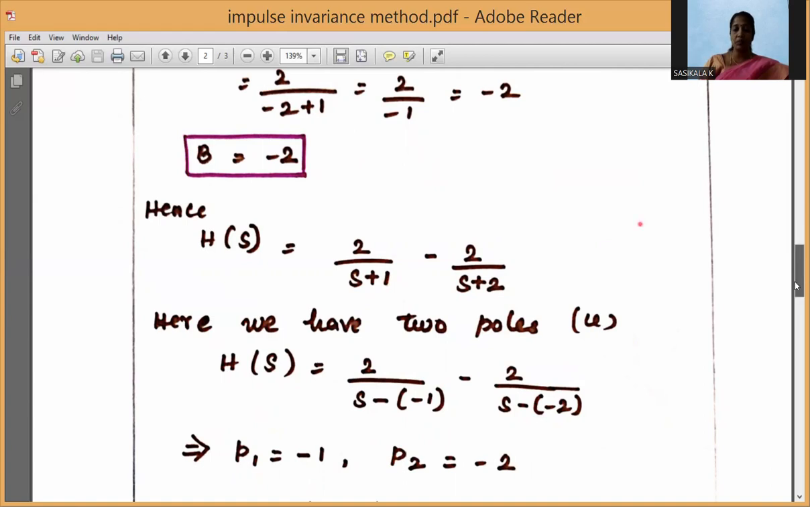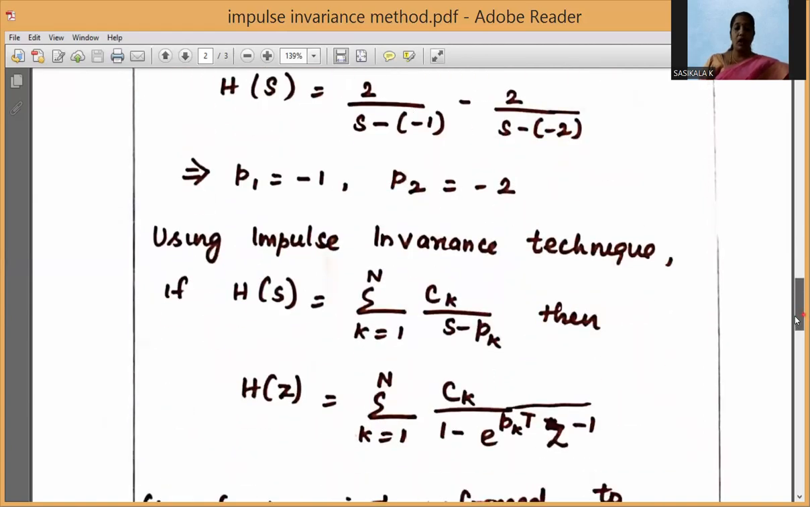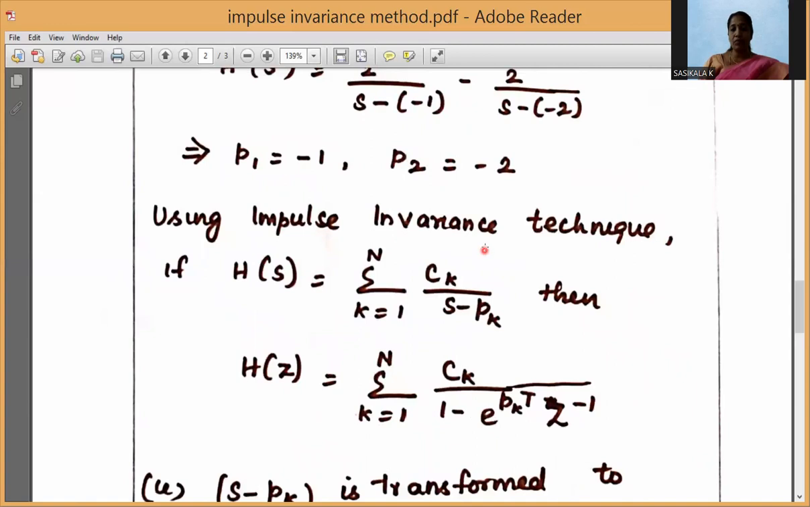So I'm having two poles. Now we are going to apply the impulse invariance technique. If H(s) is given as the summation, k varies from 1 to n, of c_k by (s minus p_k). Here, this k represents the number of poles. The number of poles can vary from 1 to n, and c represents the constant, and s minus p_k represents the poles.